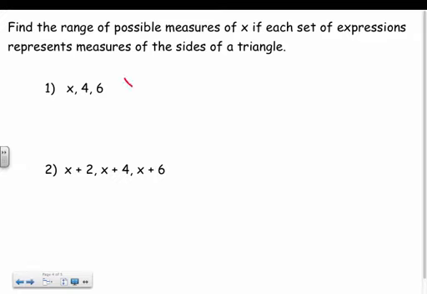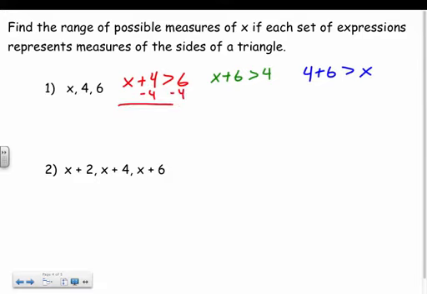So basically, if I added x plus 4, two sides, it has to be bigger than the third side. Next case, x plus 6 has to be bigger than the third side, 4. And the last case, 4 plus 6 has to be bigger than the third case, x. And if I simplify all these, subtract 4 from both sides, I get x is greater than 2. Here we subtract 6 from both sides, x is greater than negative 2. And here I add my 10, 10 is greater than x.